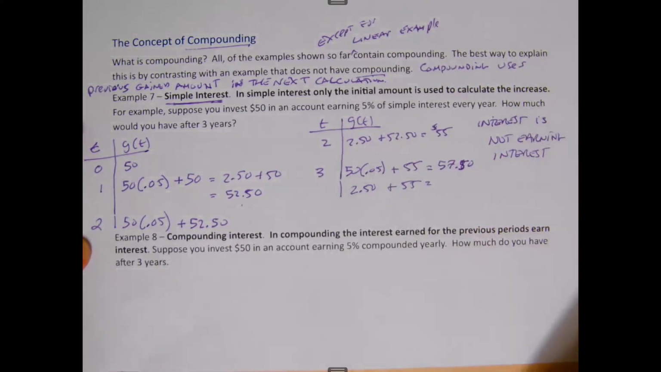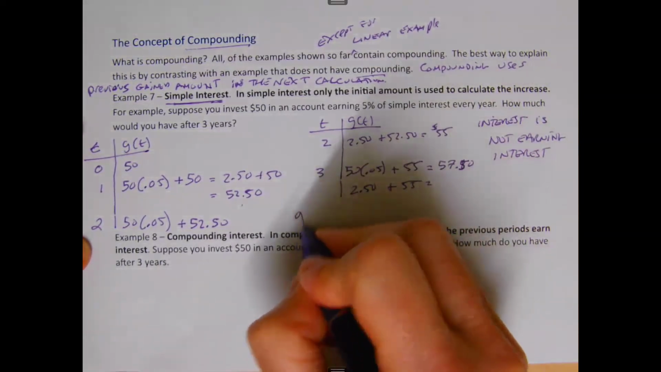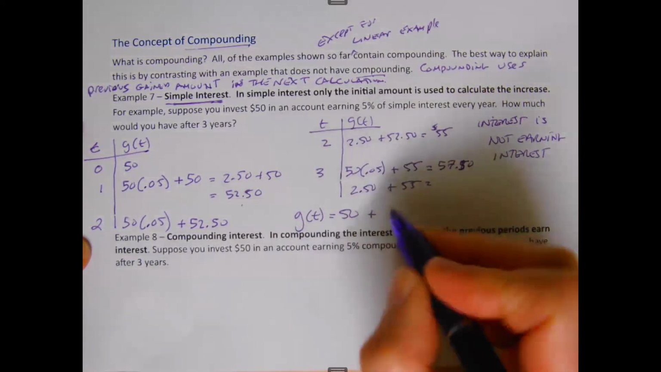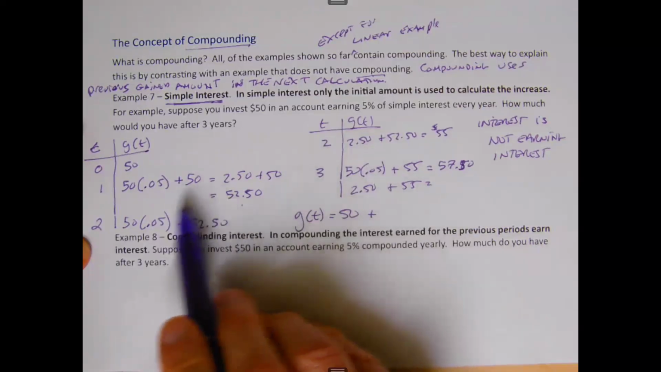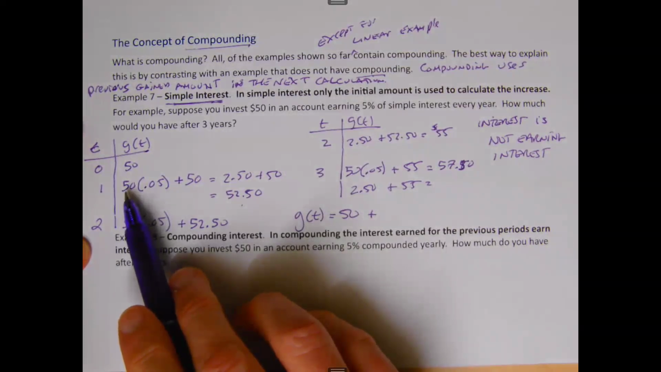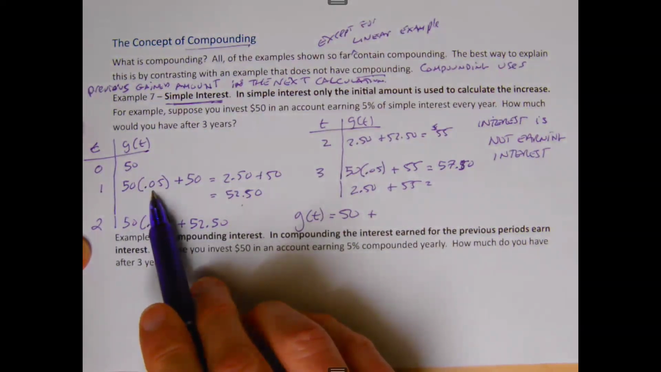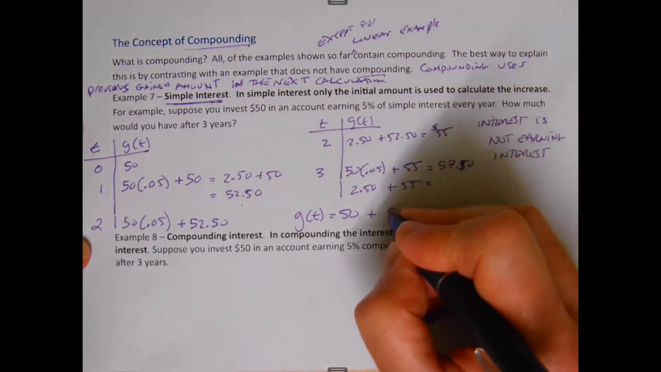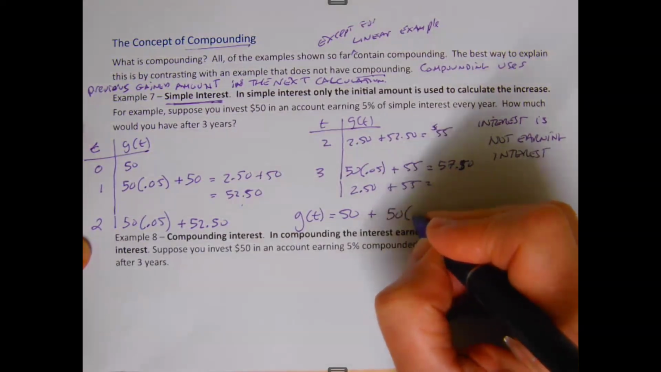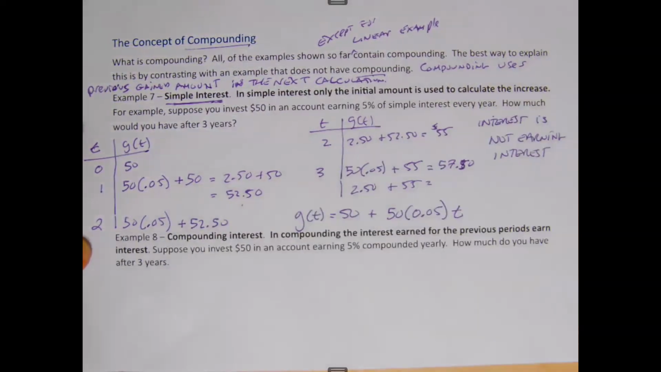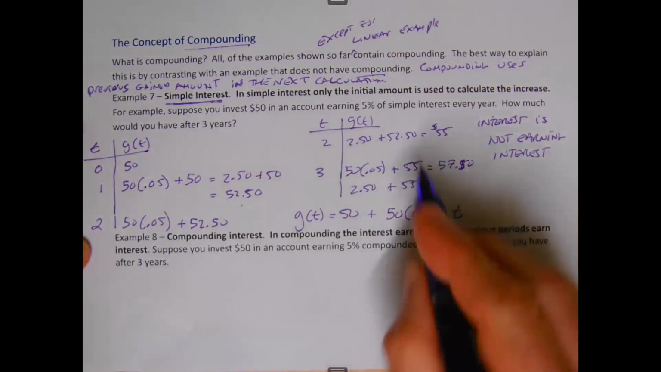But in the formula, how does this work? In the formula G of T says, look, I start with 50. And what's happening every single time? Well, every time I'm going to increase this by the initial amount times the percentage. So if I were to write this, I'm going to leave it as is. I'm not going to try and simplify this. This is your formula for simple interest. So this is the simple interest part, your interest part.